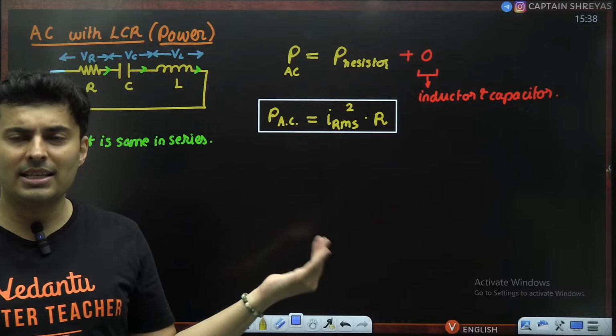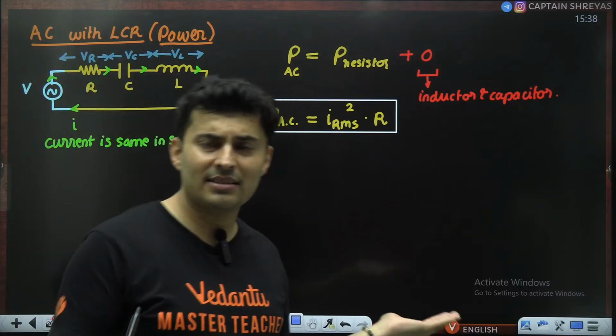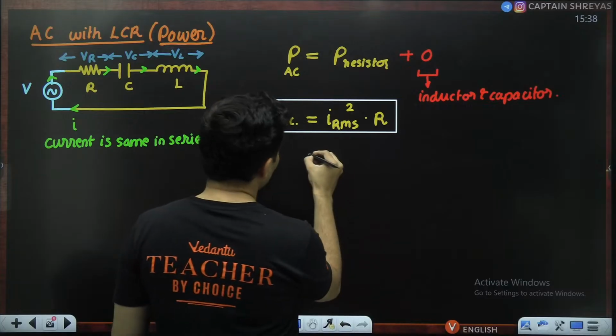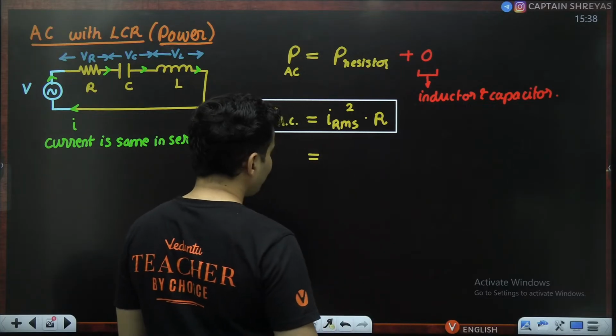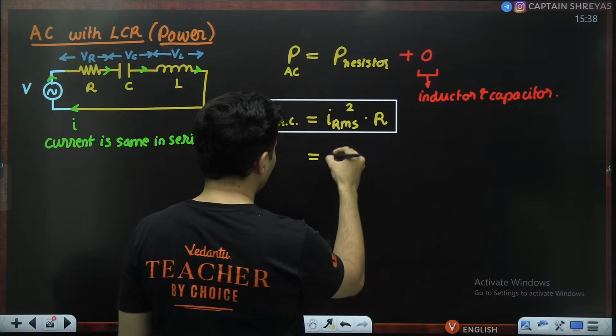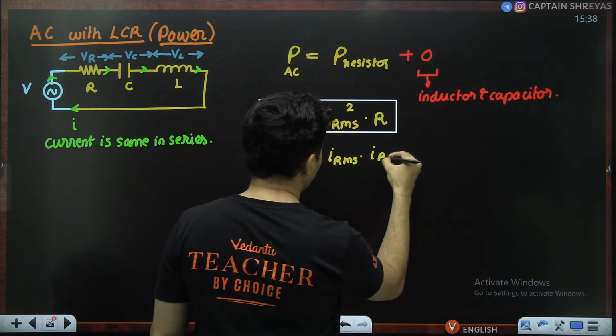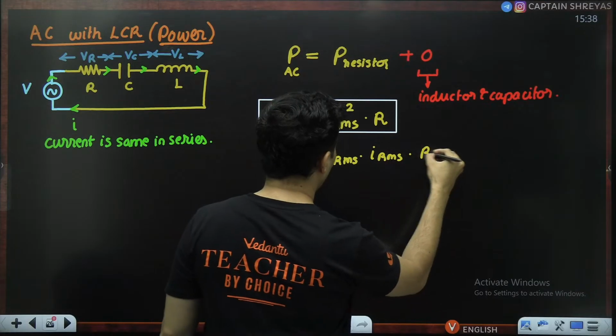Sometimes it is given in a slightly different form, maybe voltage is given. So what to do in such case? No worries, we'll just manipulate this formula. I'll write it down as IRMS into IRMS into R.